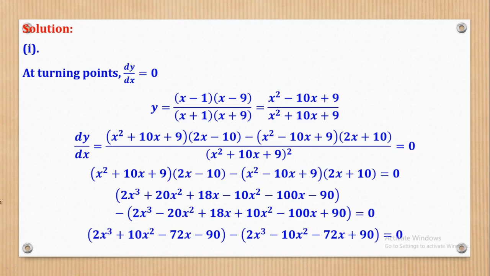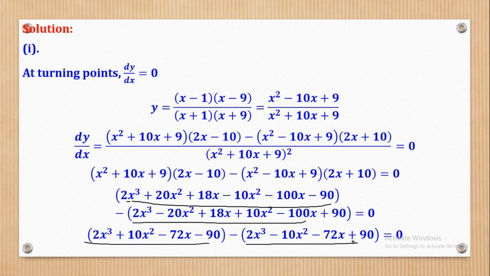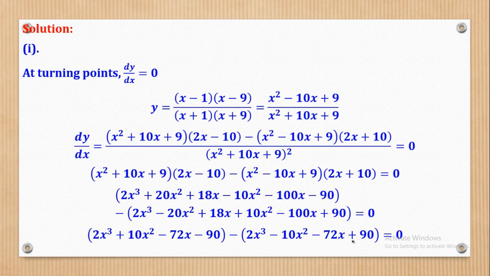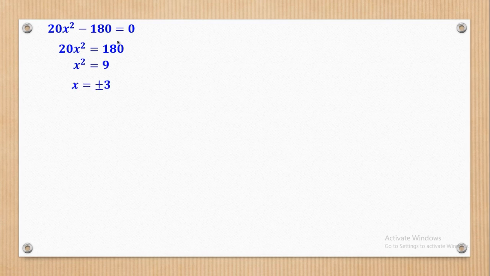Now next is to simplify. So when I collect like terms for this bracket, I'll come up with this bracket. And when I collect like terms for this bracket, I'll come up with this bracket. So next is to collect the entire like terms for the entire brackets to come up with this. But my aim is to get the values of x. So make x the subject and x will be plus or minus 3.